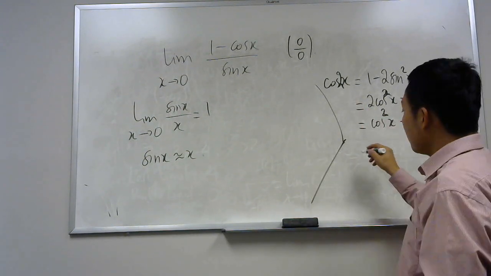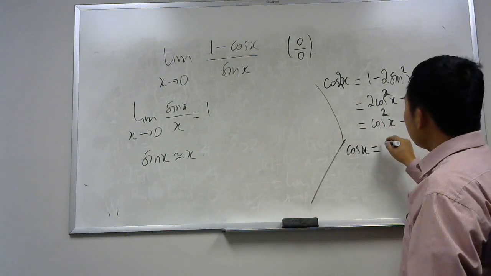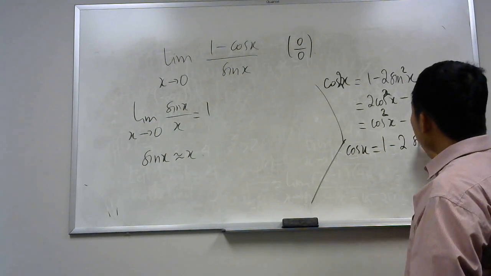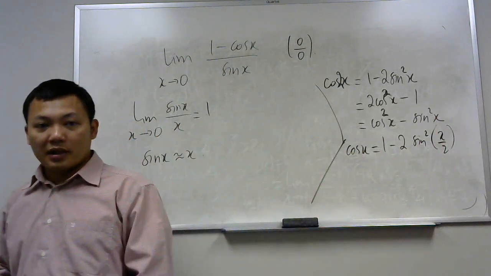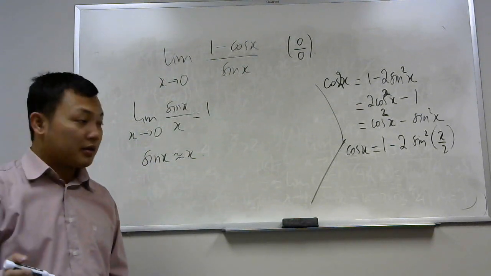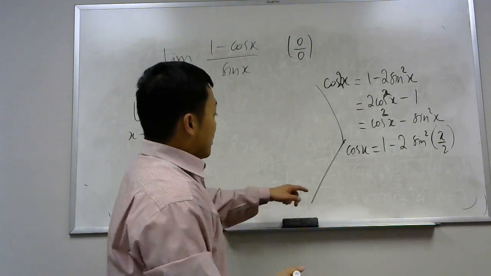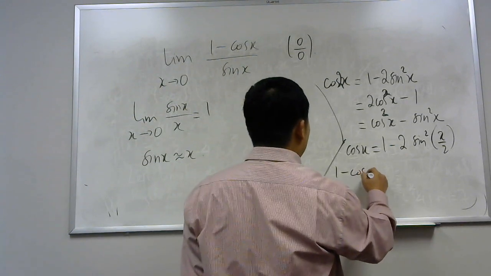Anyway, let me rewrite this formula for x only. So I have cosine of x is equal to 1 minus 2 times sine square of x over 2. Makes sense, right? Double angle. So from here I have 1 minus cosine of x is what?